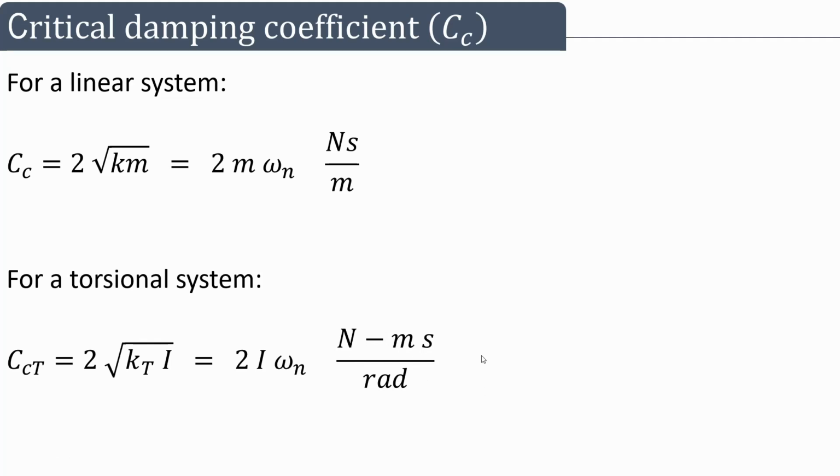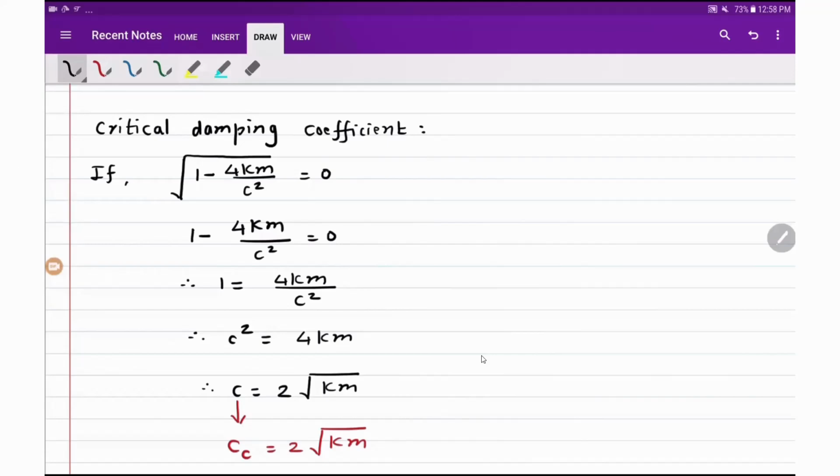So let us derive this particular expression. For critical damping coefficient, the condition is that, if you remember the roots S1 and S2, the square root of 1 minus 4km divided by c square, if that value is 0, then the roots are the same. Squaring both the sides, the square root will go, and 0 square is 0 itself. So we can say that 1 minus 4km divided by c square is equal to 0. Transfer this negative term to this side. So 1 is equal to 4km divided by c square.